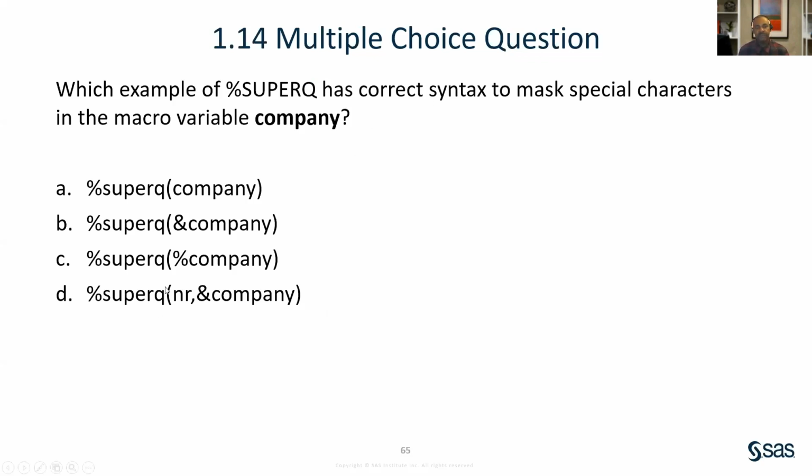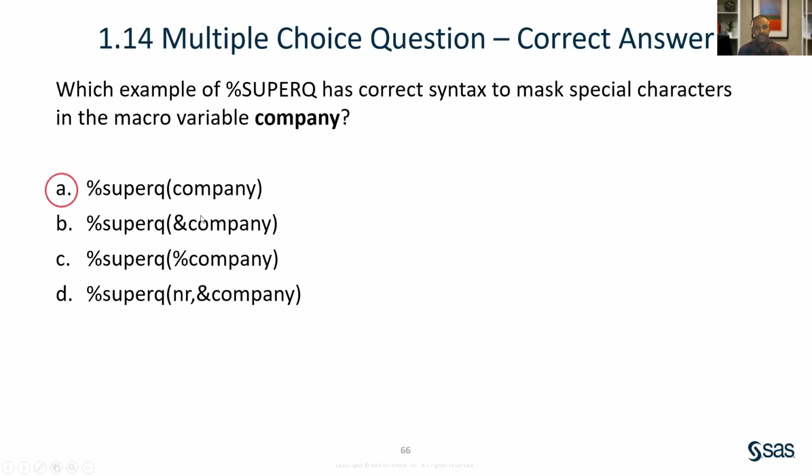What you would use instead of the two we saw previously would be %SUPERQ. Now the question here is which %SUPERQ has the correct syntax? It's the first one. You put the name of the macro variable, and when the value resolves, %SUPERQ will quote or change the meaning of any tokens that would cause you an issue, like an ampersand, like a percent symbol. It would mask what is resolved. We can't see it yet. It has to resolve. %SUPERQ.